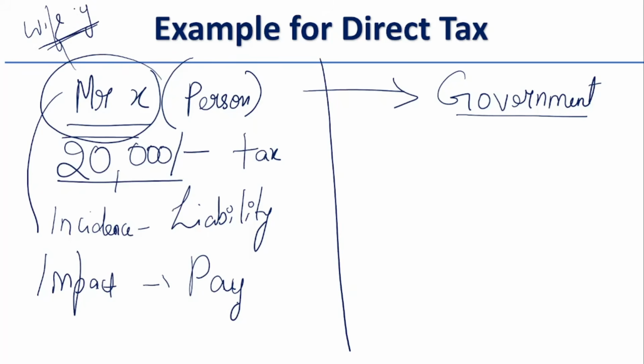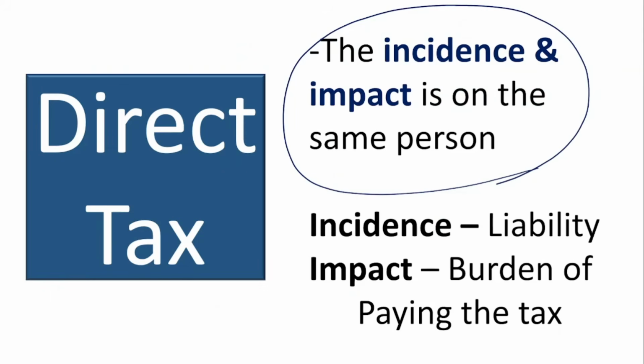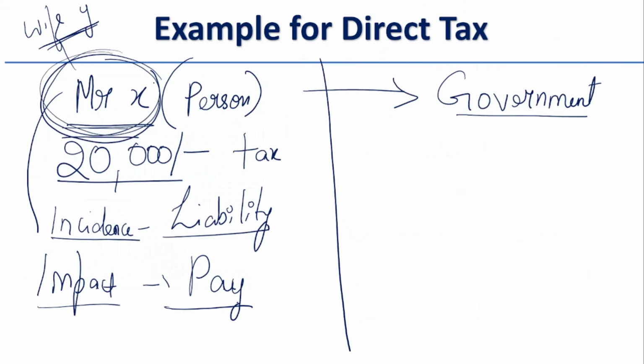Will his wife pay tax on behalf of Mr. X? No. Mr. X has earned the income, so he needs to pay the tax on his own. So the incidence and impact, the liability to pay the tax and the person who is going to pay the tax, is the same. Whatever the definition says, the incidence and the impact is on the same person. Here X only earned the income and X will only pay the tax.